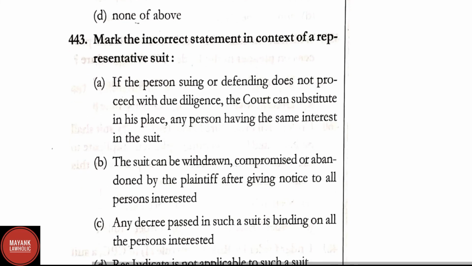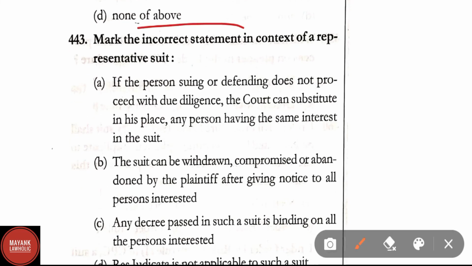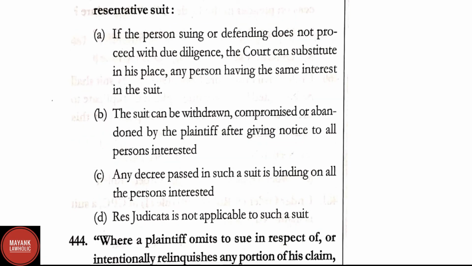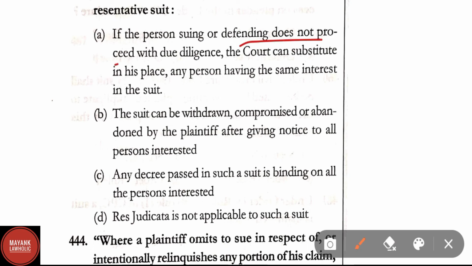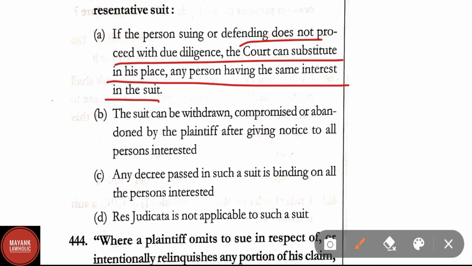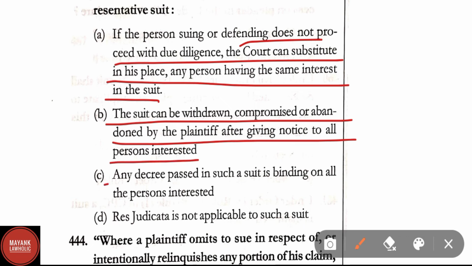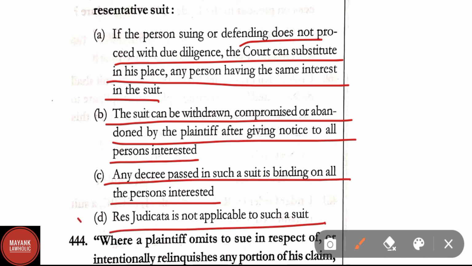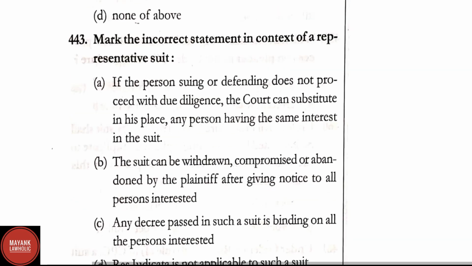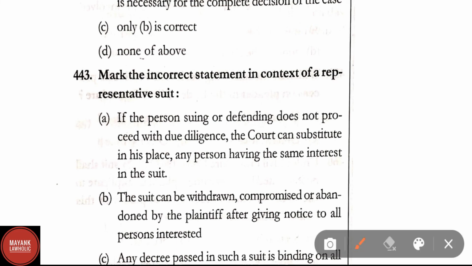Question number 443. Mark the incorrect statement in context of the representative suit. Option A, if a person suing or defending does not proceed with due diligence, the court can substitute in his place any person having the same interest in the suit. B, the suit can be withdrawn, compromised or abandoned by the plaintiff after giving notice to all the persons interested. C, any decree passed in such a suit is binding on all the persons interested. D, res judicata is not applicable to such suit. In question number 443, the correct answer is option D, that is, res judicata is not applicable to such suit is the incorrect statement in this context.